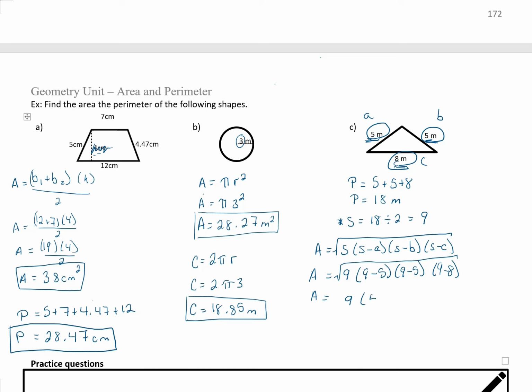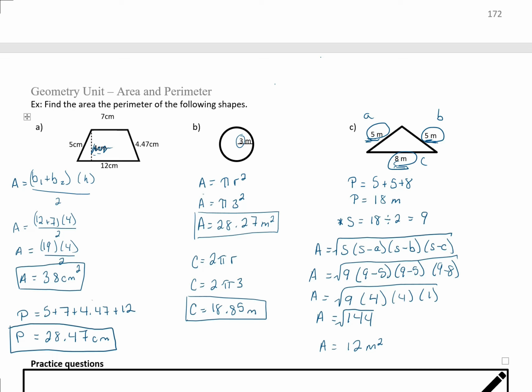9 minus 5 is 4. Another 9 minus 5, also 4. 9 minus 8 is 1. And 9 times 4 times 4 is 144. And if we take the square root of 144, we get area equals 12 meters squared. Okay. So basically just find the formula that you need, plug in what you know, solve for area or perimeter.